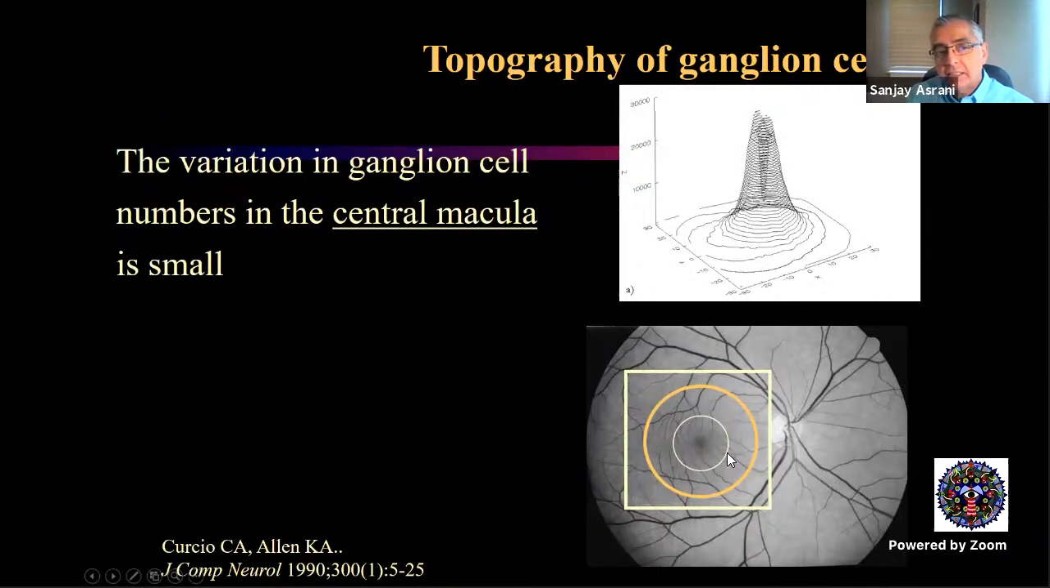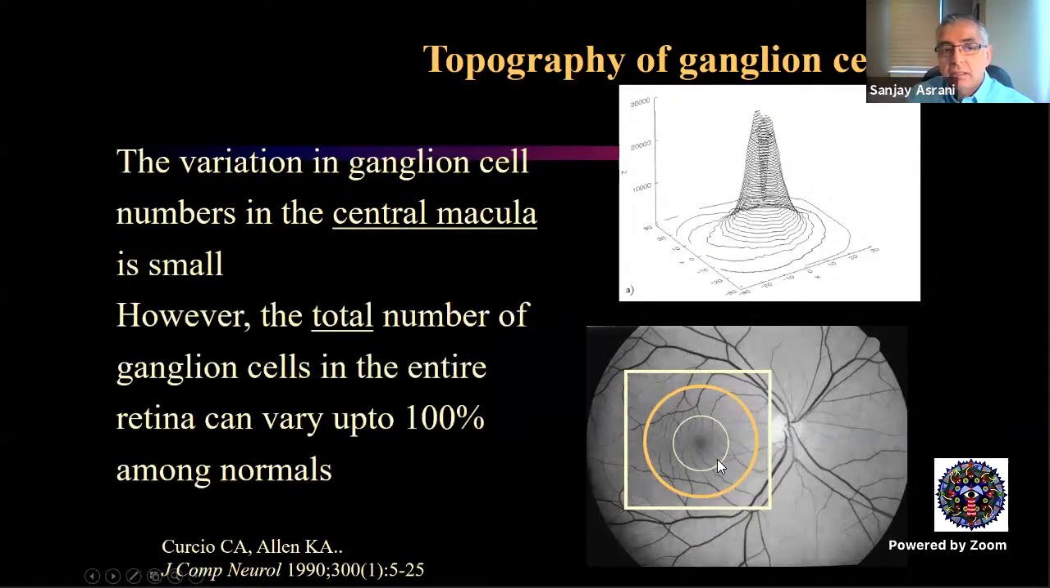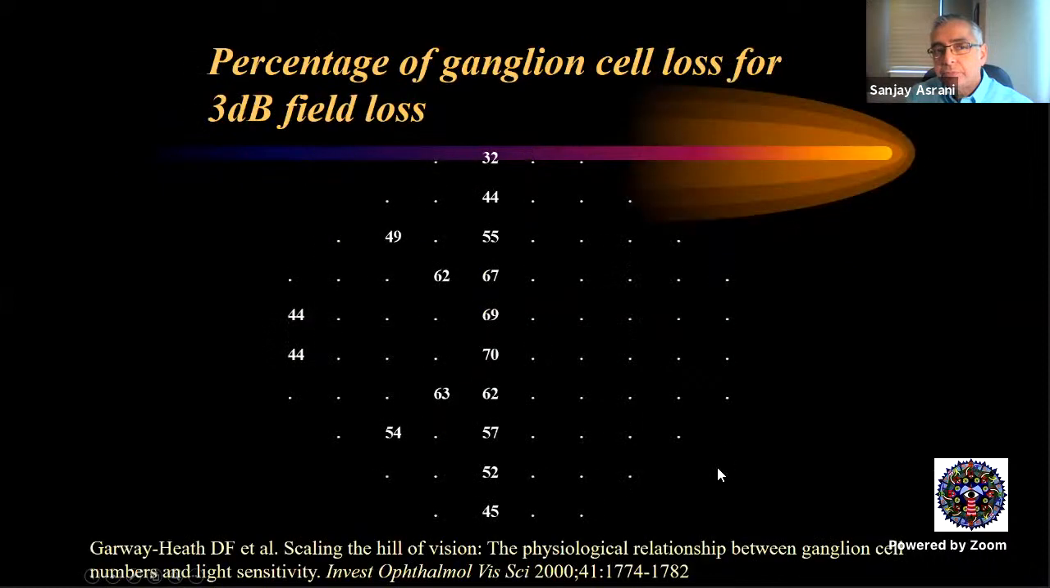In this area where the ganglion cells are sitting, the variation is extremely small between you, me, anybody else. The total number of the ganglion cells, as I mentioned, can vary between 500,000 to 1.5 million among normals. But this area doesn't change from patient to patient. One needs to lose almost 70% of their ganglion cells in the paracentral region to create a 3 decibel loss in the field, compared to only 44% of the ganglion cells in this peripheral region. The reason being that in the peripheral region, there are only 1 or 2 layers of the ganglion cells, whereas in the central region, there are 6 layers of the ganglion cells.